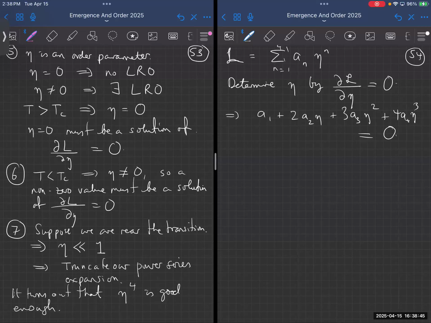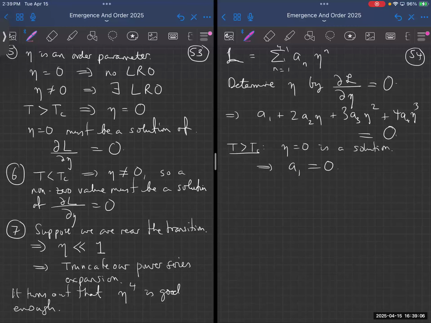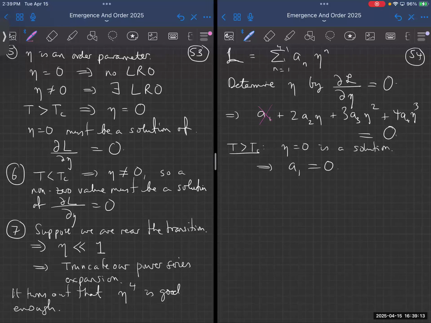So now we know that above T_C, eta equals 0 must be a solution. It's an order parameter. And so that means that the coefficient a1 must be equal to 0. So we can get rid of that one, we're not going to need to worry about it. Then the next thing is that we have symmetry.